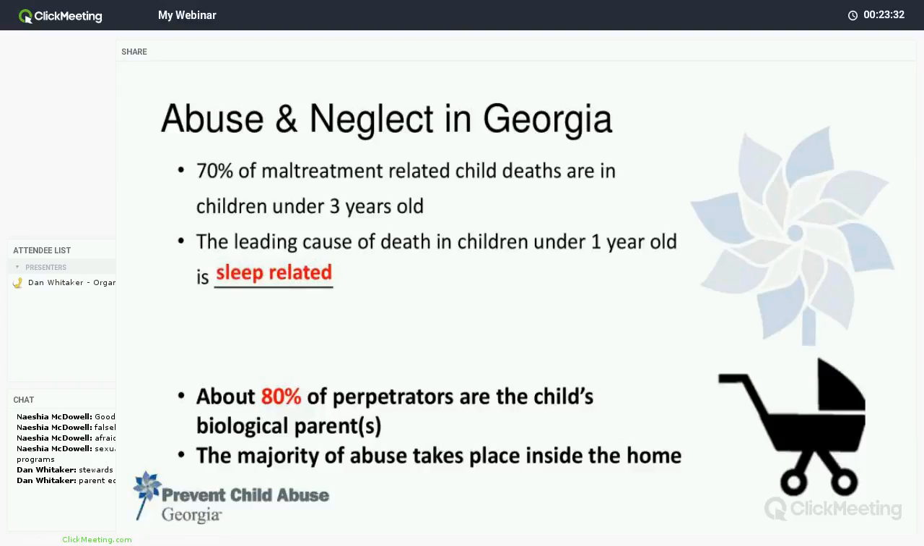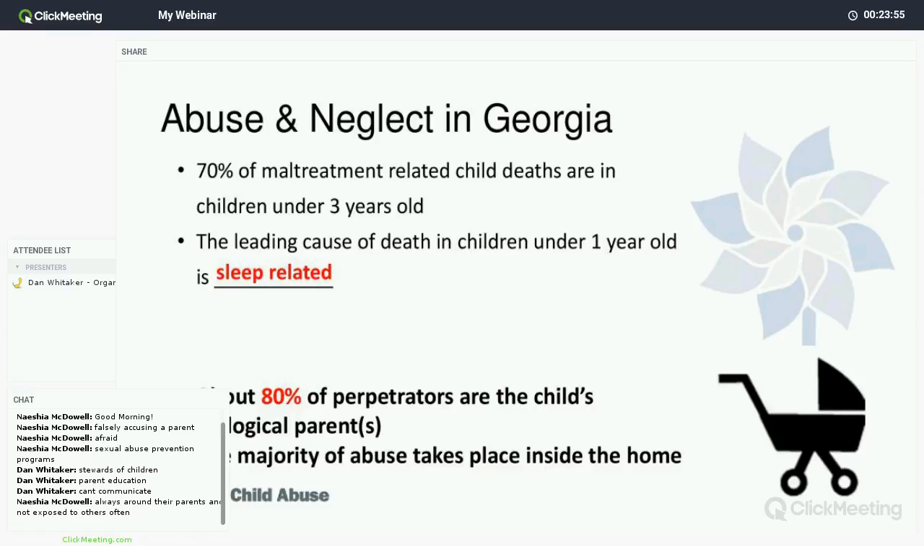We can see here that 70% of maltreatment-related child deaths are in children under 3 years old. Why do we think that children under 3 are more vulnerable? If you can write it in that text box. Okay, so they can't communicate or verbalize. They can't tell anyone. They're always around their parent, and they're not exposed to others, often. Correct.